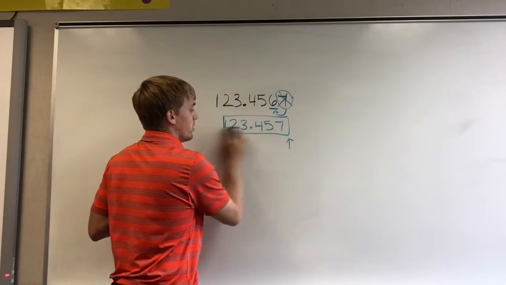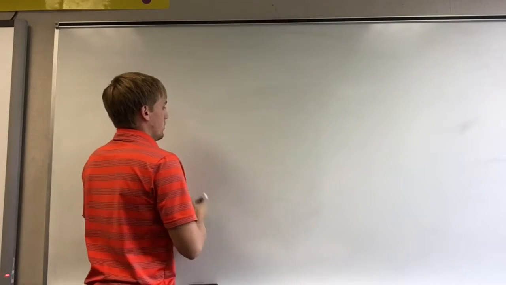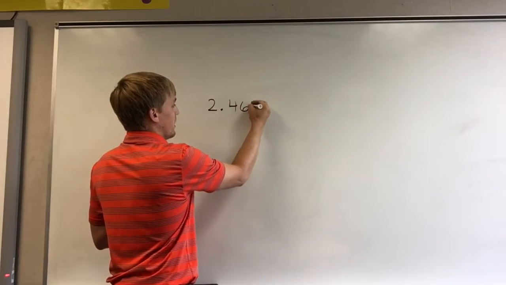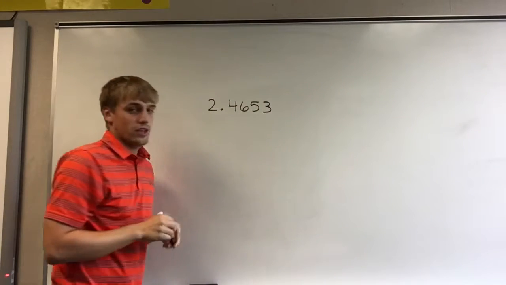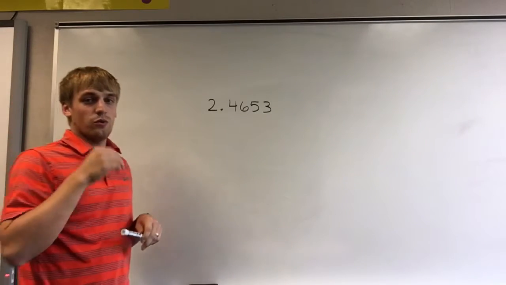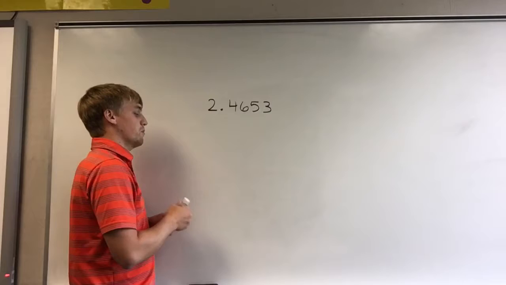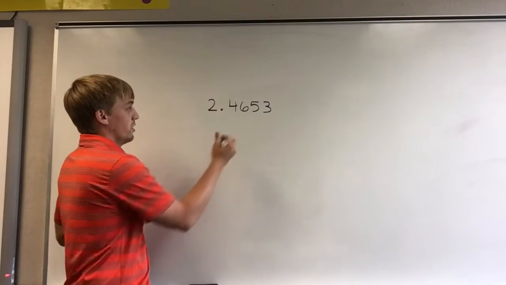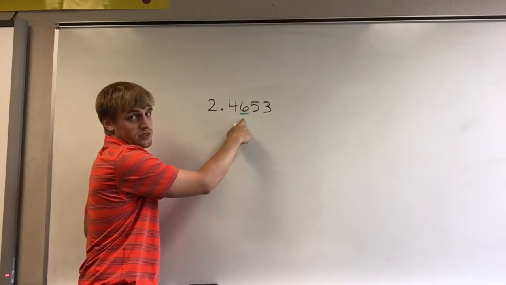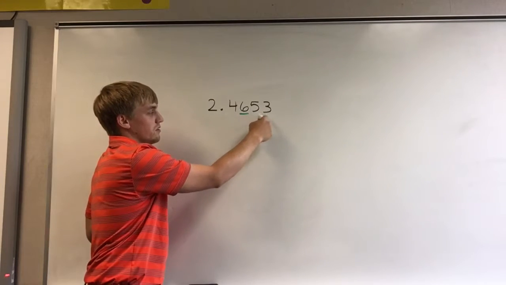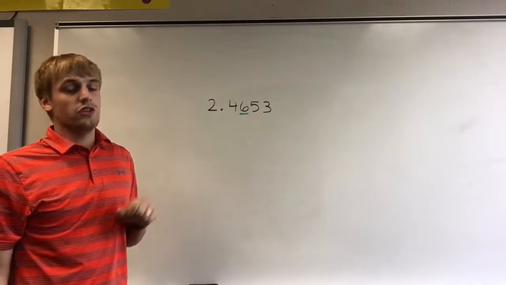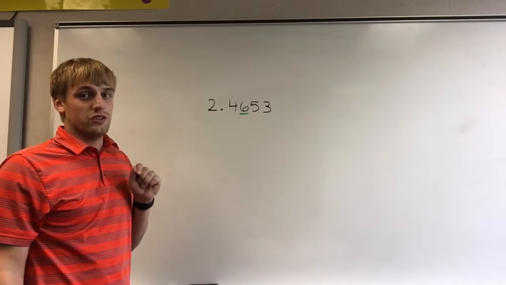Let's try another one. Let's say we have the number 2.4653. Okay, and we want to round to the hundredths place. That's hundredth with a TH at the end. So that means we're going to round to this place. Tenths, hundredths, thousandths, 10,000ths.